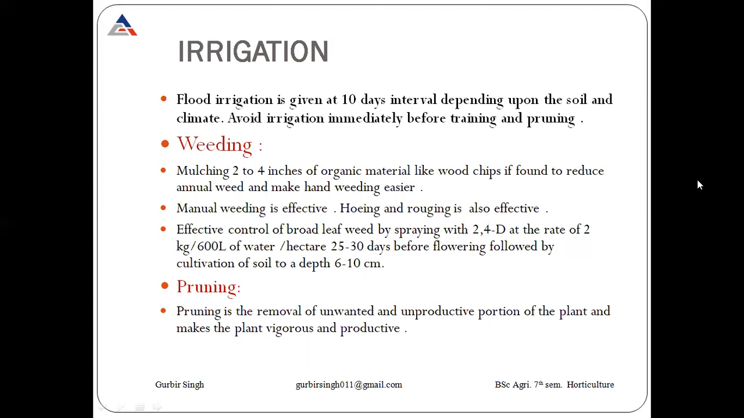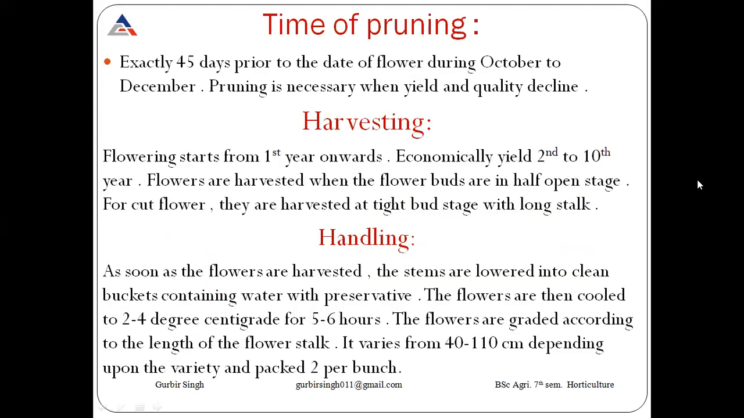Next is pruning, that is the removal of unwanted and unproductive portions of the plant to make the plant vigorous and productive. Time of pruning, exactly 45 days prior to the date of flowering, during October to December. Pruning is necessary when yield and quality decline. Harvesting. Flowering starts from the first year onwards, with economic yield from the second to 10th year. Flowers are harvested when the flower buds are at half open stage. For cut flowers, they are harvested at tight bud stage with long stem.